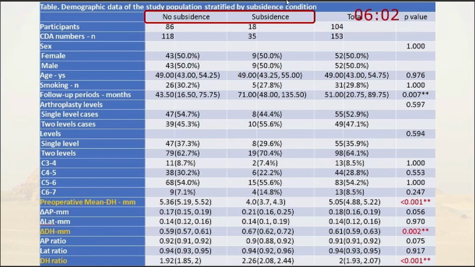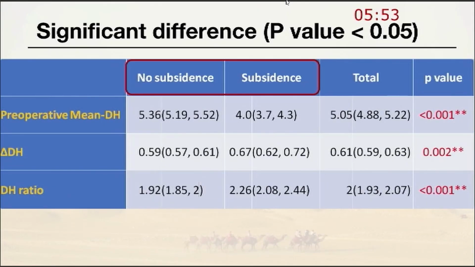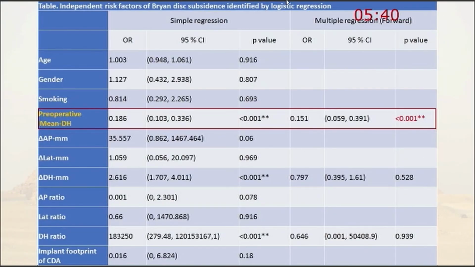This table compares the difference between the 2 groups, those with subsidence and those without. The significant differences between the 2 groups are the preoperative mean disc height, as well as the changes and ratios in disc height before and after surgery. However, when these 3 variables were included in the logistic regression analysis for implant subsidence, only the preoperative mean disc height was found to have statistical significance in the multiple regression analysis.